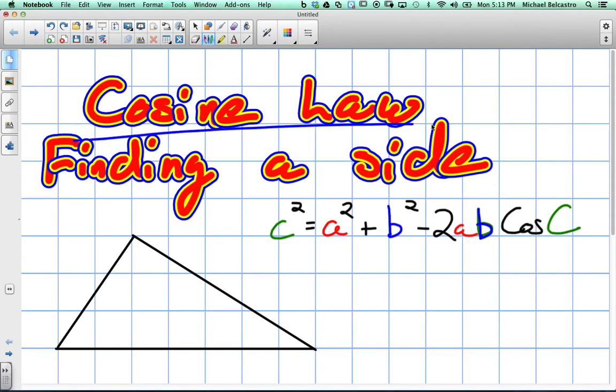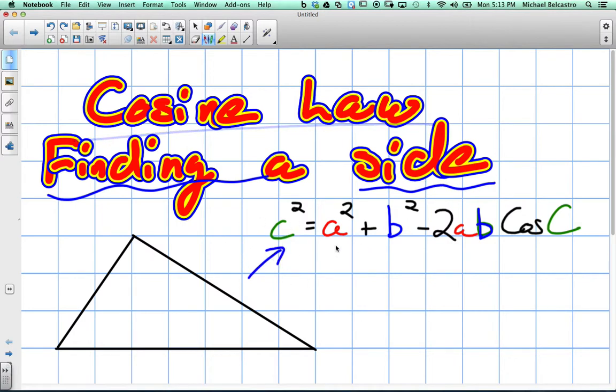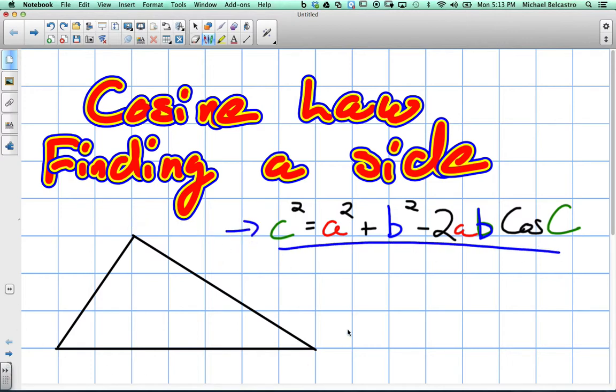Okay, we're going to go over cosine law and specifically define the measure of a side. Okay, so here's one version of cosine law, and it's in reference to a triangle. What's really important here is that instead of having a triangle named, I'm going to show you that you can just memorize this one formula and name the triangle any way you like.